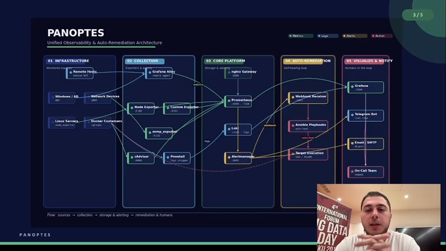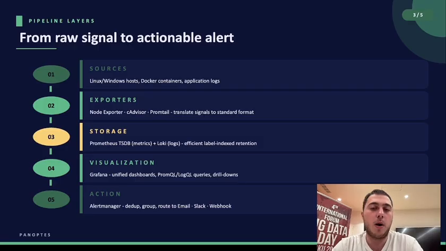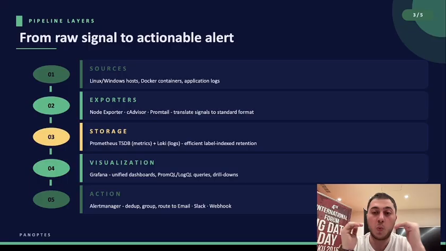So this is PANOPTES. At a high level, the data flows from left to right, from raw signals at the edge through collection into storage and up to visualization and alerting. Every layer has one clear responsibility, and every component talks to the next through well-defined interfaces. So let's walk through each layer one by one. You can think of the pipeline as a five-step factory pipeline. Raw data goes in one end and useful alerts come out at the other.